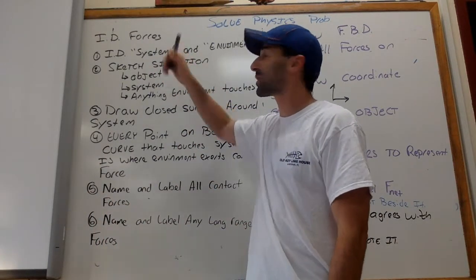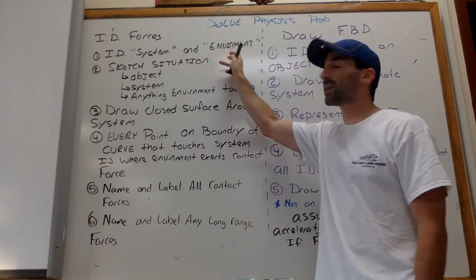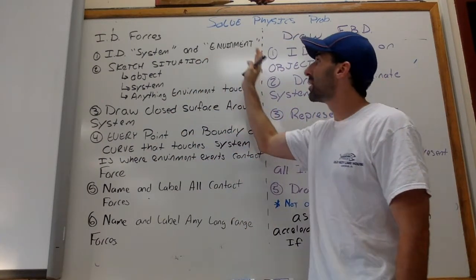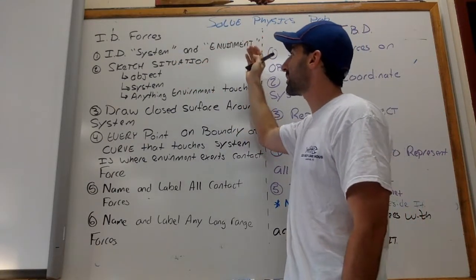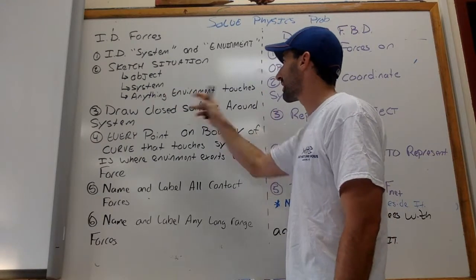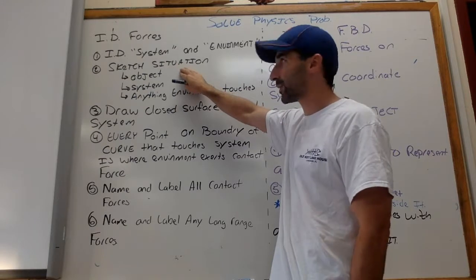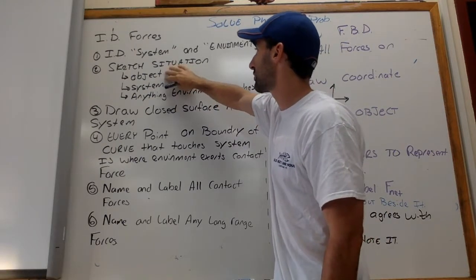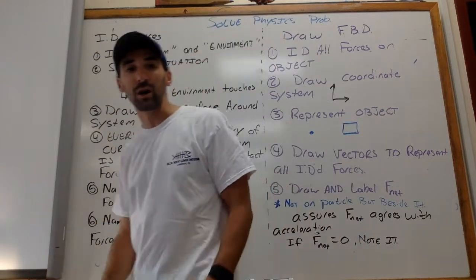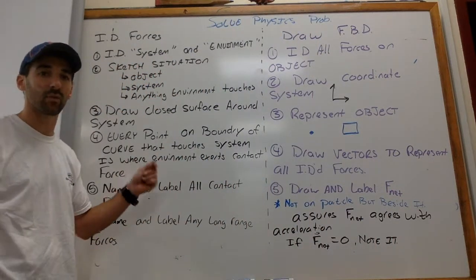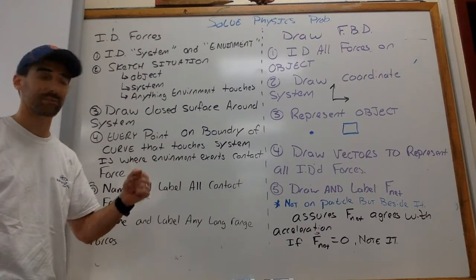First, to identify forces, you want to identify what the system is and what the environment is. The system is the object that we're looking at. The environment is really everything else, anything the system touches. So we want to sketch out a situation. That situation has an object, a system, and then anything that touches it. We want to draw a closed surface around our system. In other words, draw something around the object you're studying.